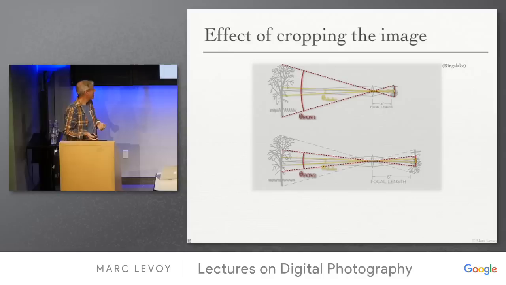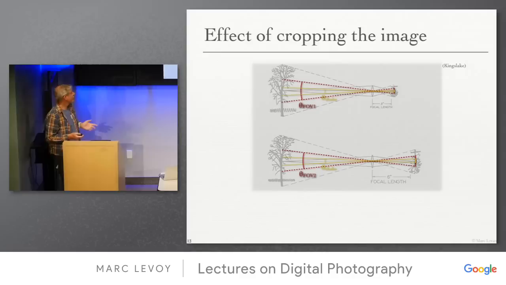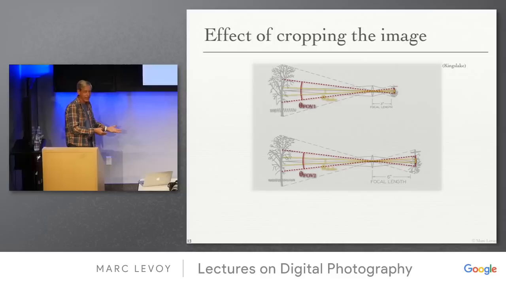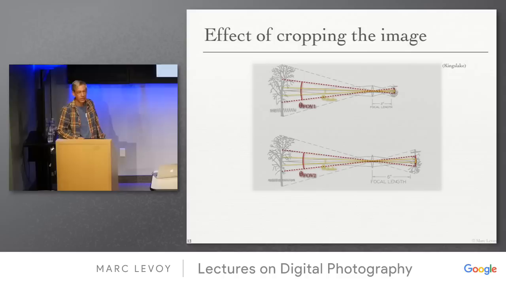No, it really won't help, because if you look at the situation, if I take the wide angle at the top and I just crop it, then I've got the same ratio of the camera shake degrees to the field of view. It's exactly the same situation as if I had gone to the longer focal length. So it doesn't help at all. Okay.